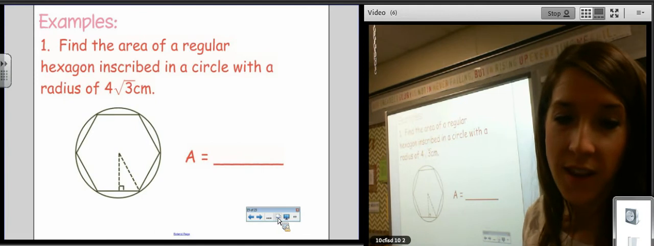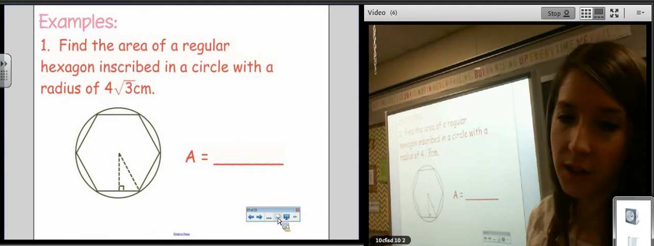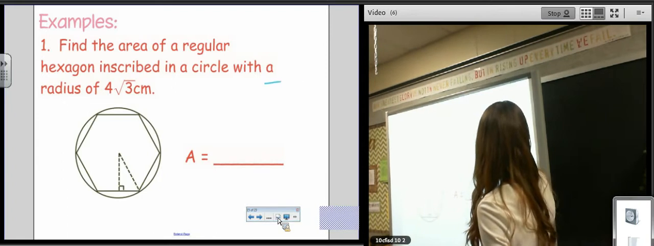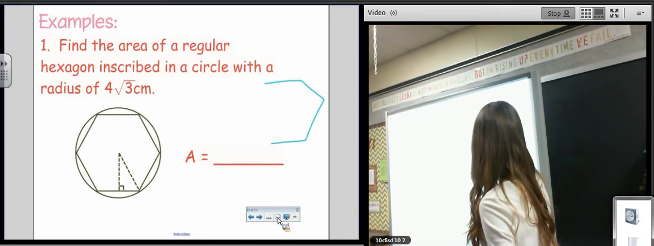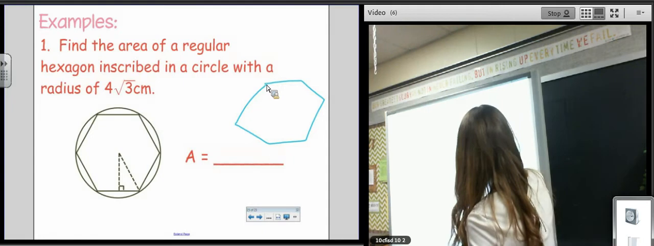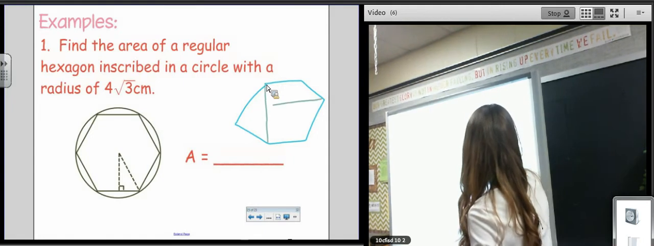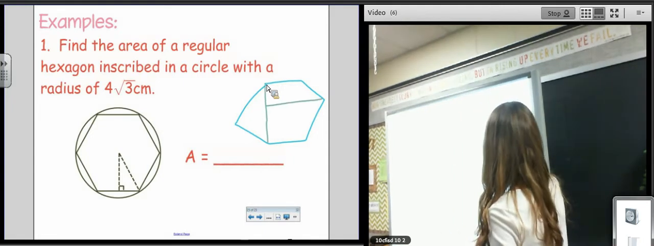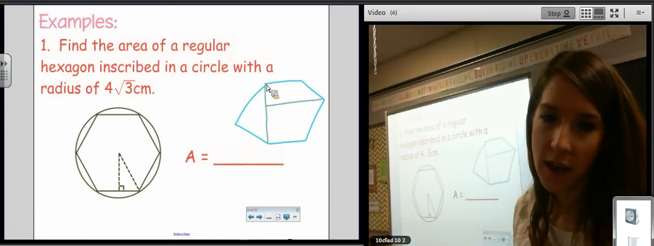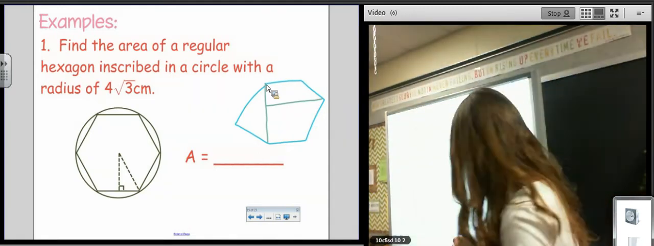Yes, Thielemann, it only works for regular polygons. If the polygon is not regular, like that, you would have to divide it up into triangles, or a trapezoid and a triangle or whatever. You have no other way to find it other than to divide it up into other shapes. It only works for regular polygons.